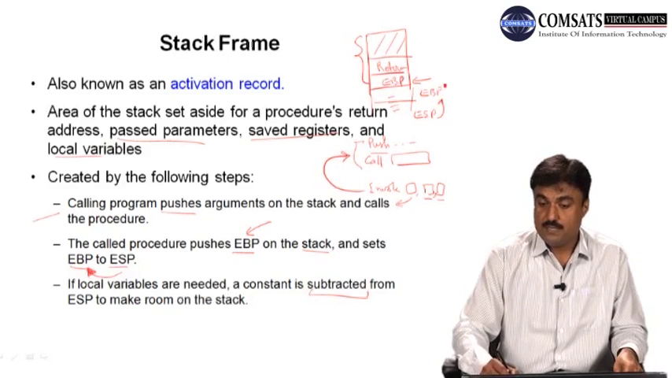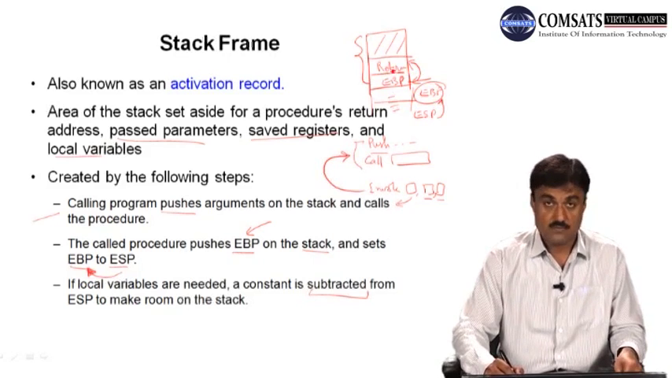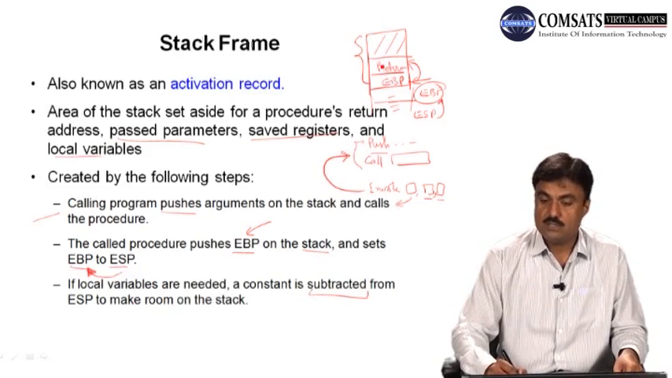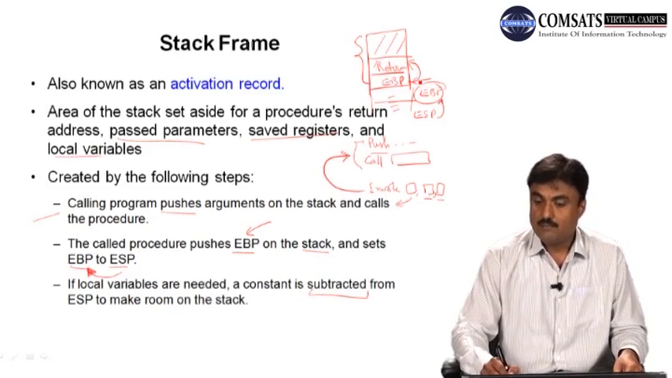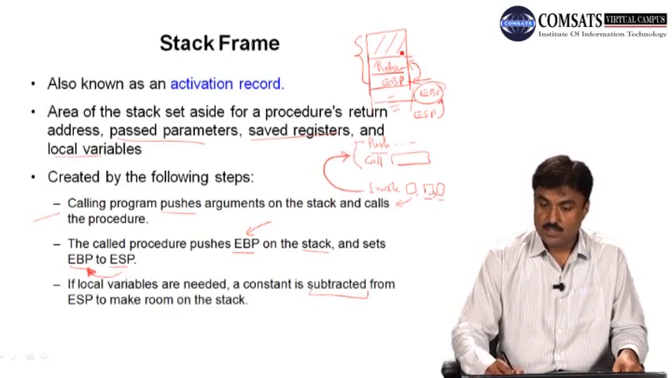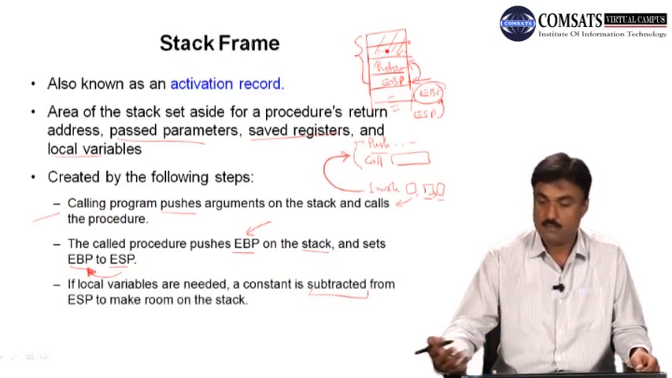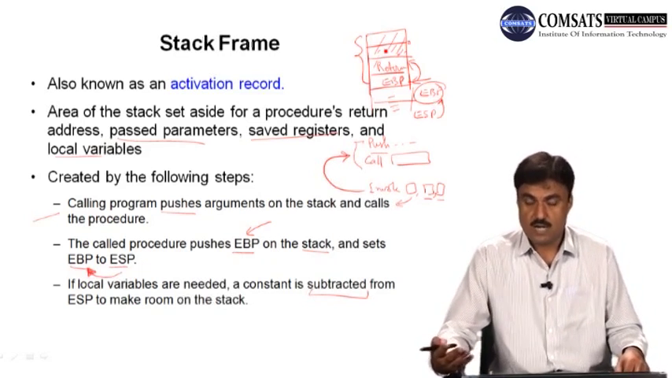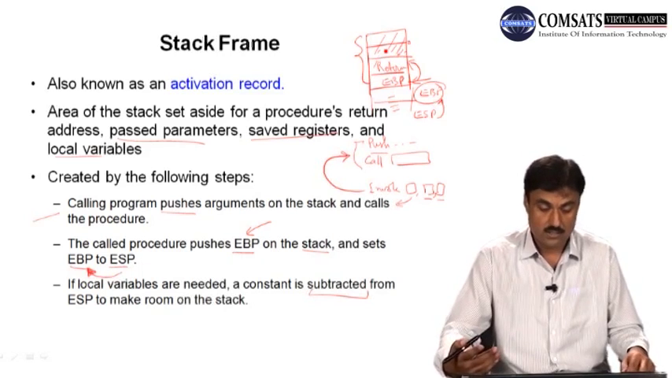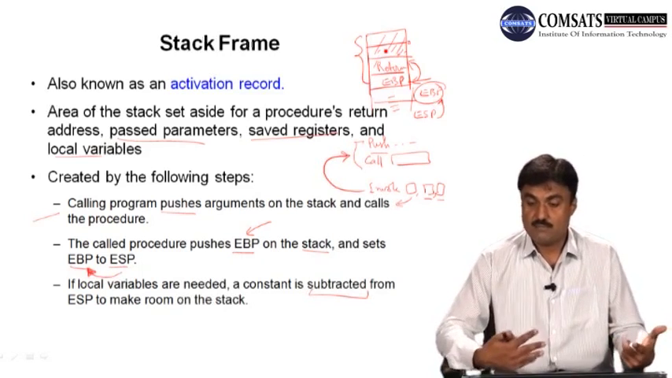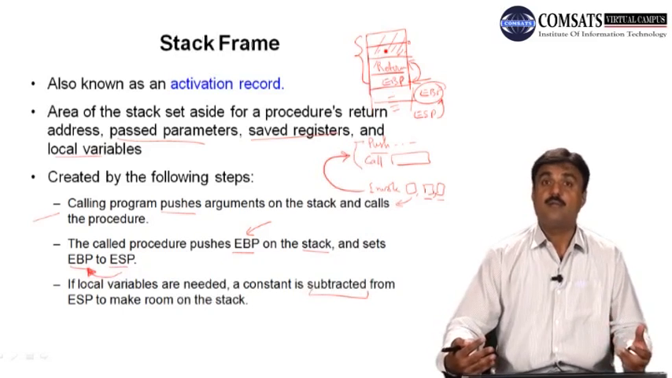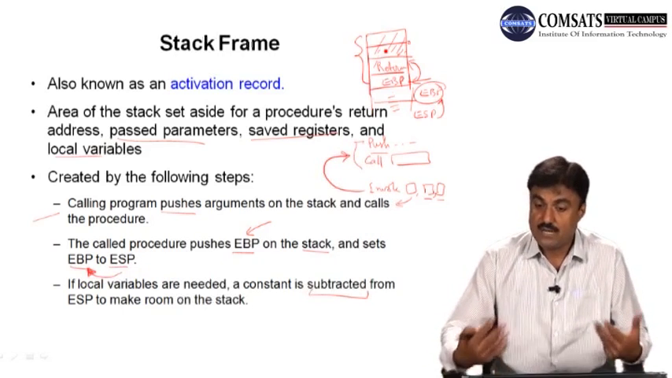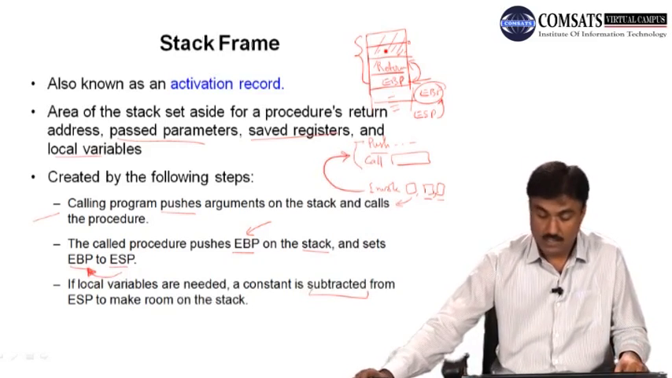However, we know that before this EBP, the return address was pushed, and this occupies 4 bytes. Then if we subtract 8, we can come here and access this 4 byte value and 1 byte value, whatever size value we pushed inside the stack. So we can subtract some value from EBP, and we can access the area inside the stack.